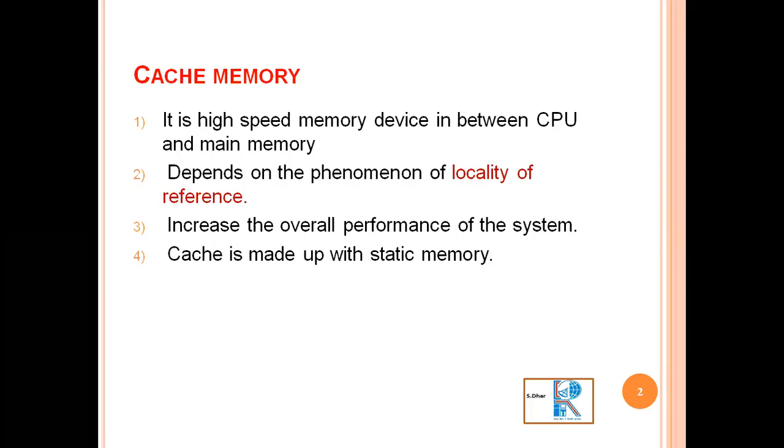Static RAM is made up with the traditional flip-flop. Dynamic RAM is made up with the capacitor. As the capacitor has to be charged, dynamic memory is slow, but cost is also low in case of the dynamic memory. So dynamic memory is used to make the main memory, and cache memory is made up with the static memory. So this is the cache memory.